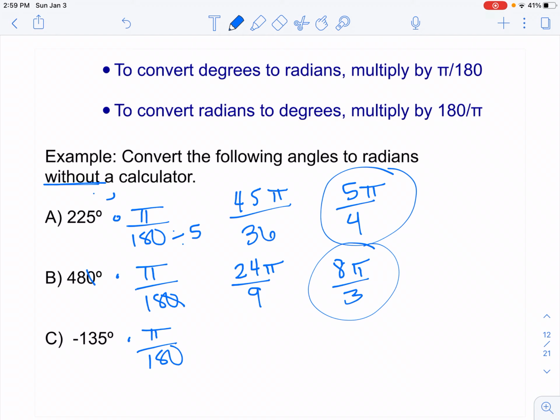This one, because it's negative, you're going to have a negative radian, too. So I'm going to divide by 5. I get negative 27 pi over 36. Divide by 9. I get negative 3 pi over 4.